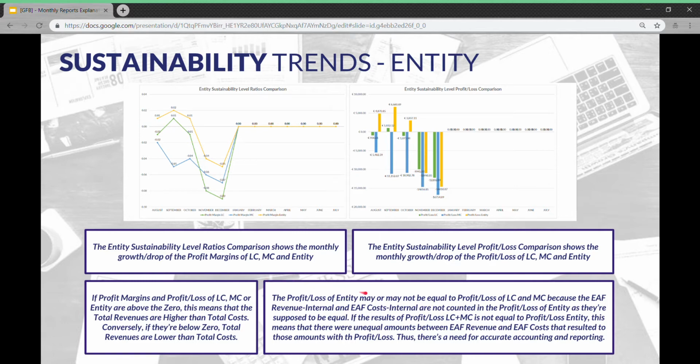Now, profit loss of entity may or may not be equal to profit loss of LC and MC, because as you know, ideally LC and MC would be equal to entity, but there are times that it differs. Why? Because the entity affiliation fees, revenue internal, and entity affiliation cost internal are not counted in the profit loss of entity, as they're supposed to be equal already. If the results of the profit loss LC and MC is not equal to the profit loss entity, this means that there are unequal amounts between the EAF revenue and EAF cost that resulted to those amounts with the profit loss. Thus, there's a need for accurate accounting and reporting.